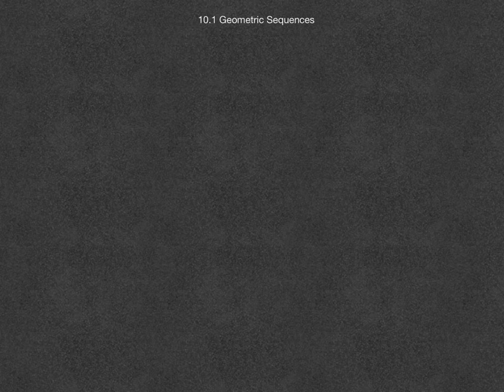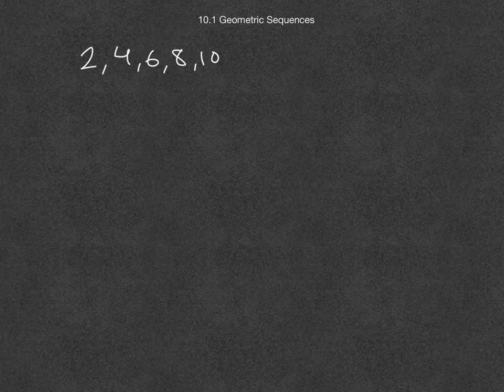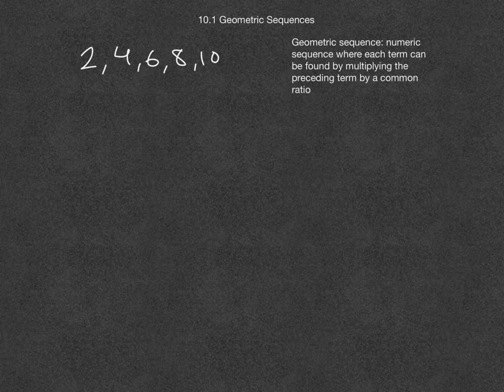A numeric sequence is a string of numbers that follows a certain pattern, like this, and we have a definition of the geometric sequence. A geometric sequence is a numeric sequence where each term can be found by multiplying the preceding term by a common ratio. So we can see in this example here that if I multiply 2 with 2, I get 4.